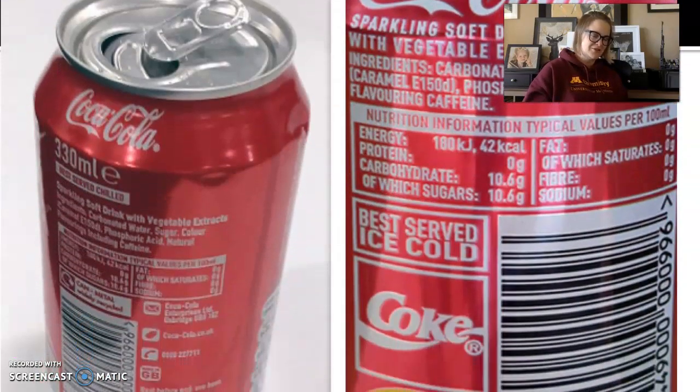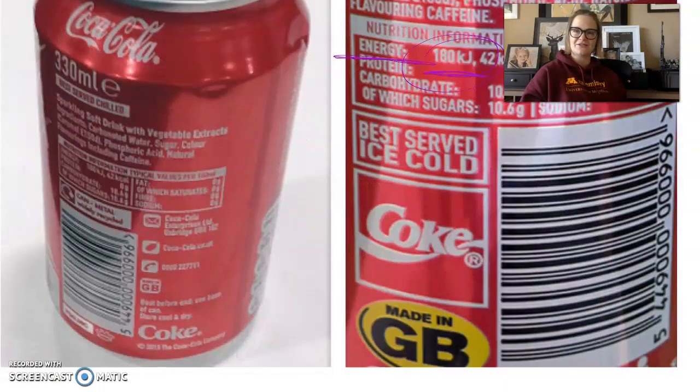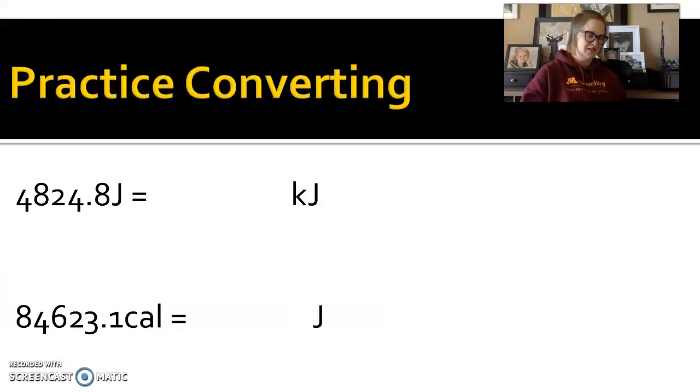And so, like I said, over in the rest of the world, they don't list Calories. Notice their energy is actually labeled and it's got kilojoules on there. So I think that's kind of interesting. If you're ever lucky enough to travel, just check that out.